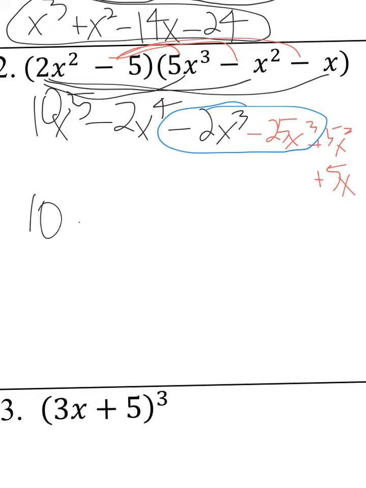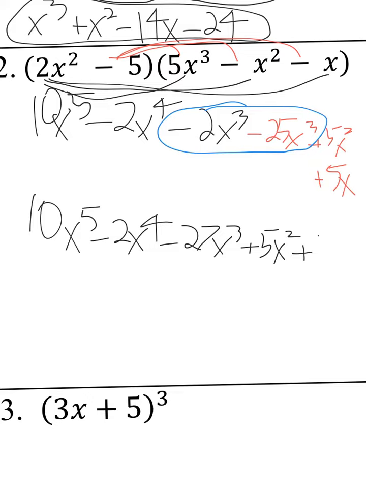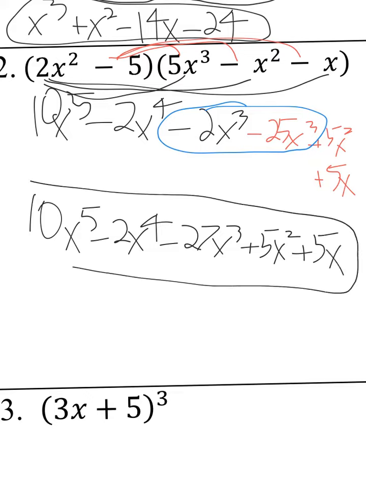So my final answer will be 10x to the fifth minus 2x to the fourth. Looks like that'll turn into minus 27x to the third. And this will just stay plus 5x squared plus 5x. Remember, only add things if they have the same letter and the same exponent. Okay? And that's how you know you can combine them with addition or subtraction. I'm going to make this 4 look a bit more like an exponent. Alright, so that was number 2.